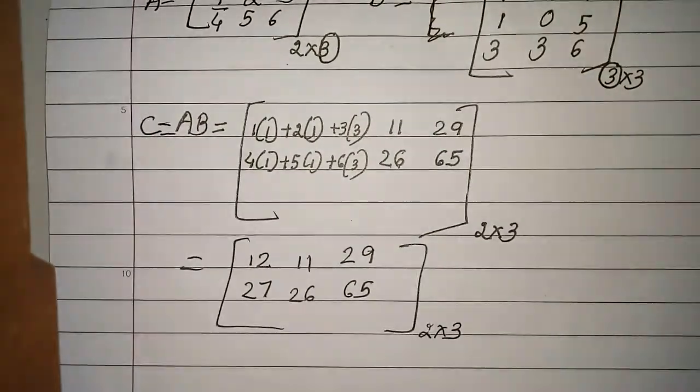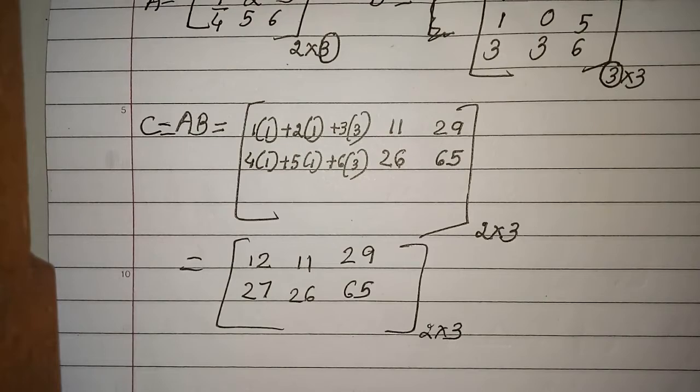Is that clear, children? So today we have learned different operations on matrices. Next time, children, when we solve problems, it will be more clear for you. So next time when I come, we will solve some problems. Then it will be clear for you.